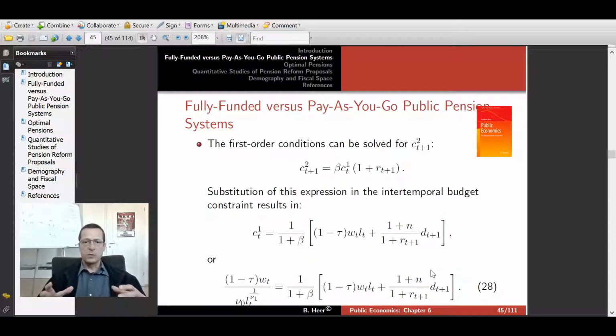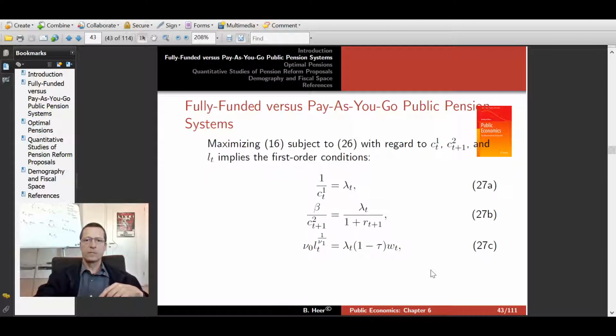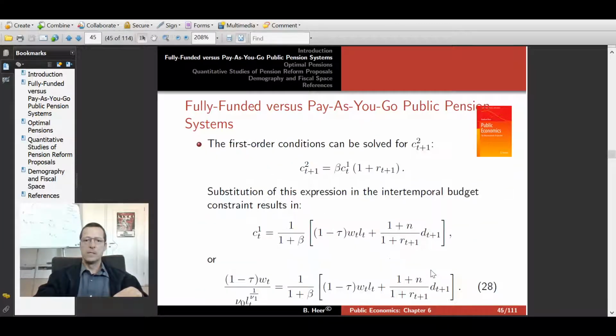Next, we substitute C1t in our first order condition on labor supply. So we substitute C1t in equation 27c, and notice that lambda t is 1 over C1t, to derive equation 28. So this basically is our first order condition on labor supply, after we have substituted the budget constraint and the Euler equation successively in equation 27c.